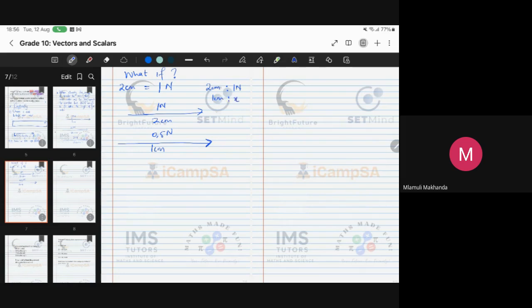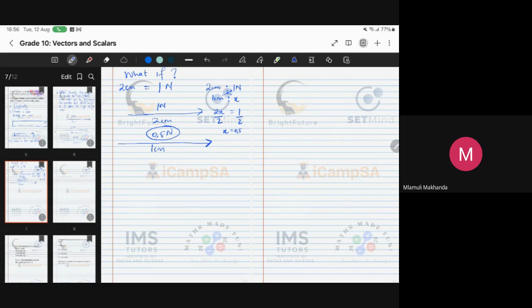So you solve. You cross multiply, right? 2x is equal to 1, because when you cross multiply here, you'll get a 1. Therefore, x is 0.5. Why is x 0.5? Because you divide by 2 here, divide by 2 here. X is 0.5. That's why we have 0.5 newtons.